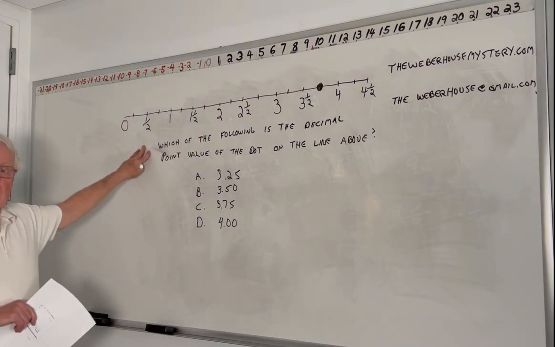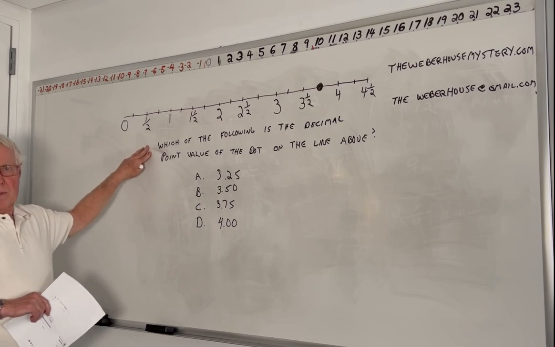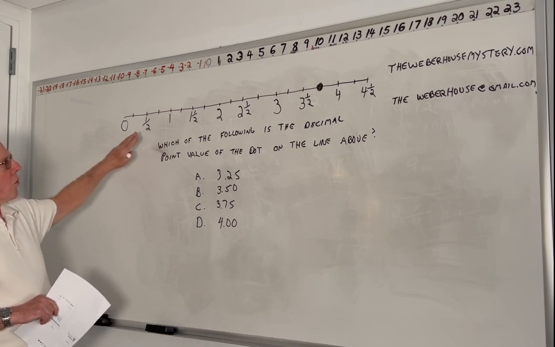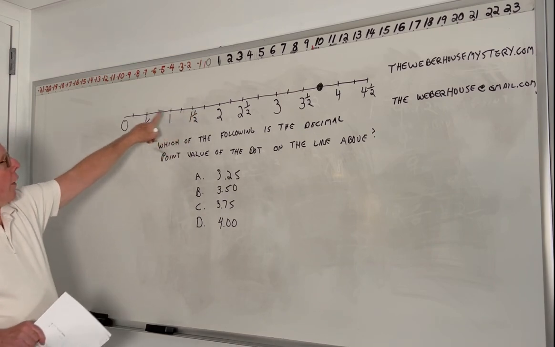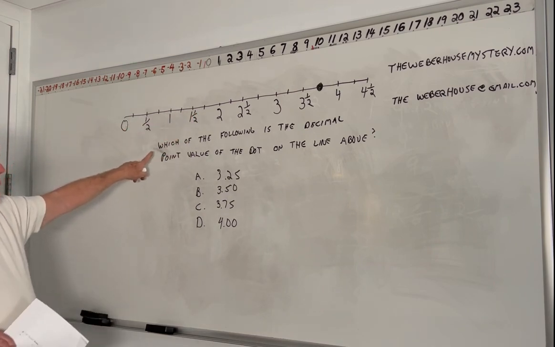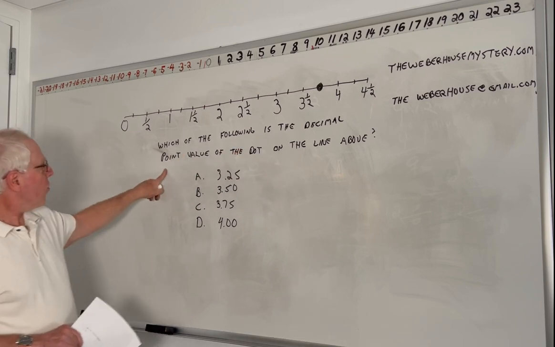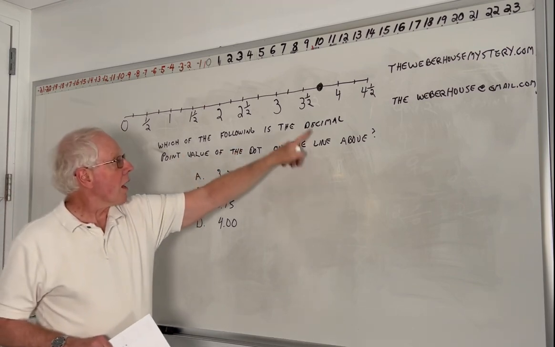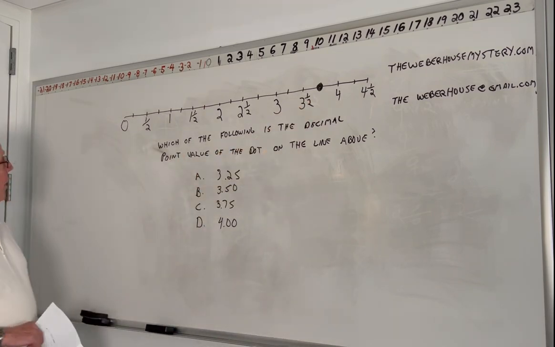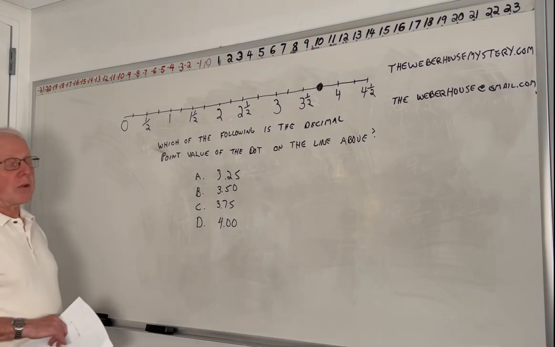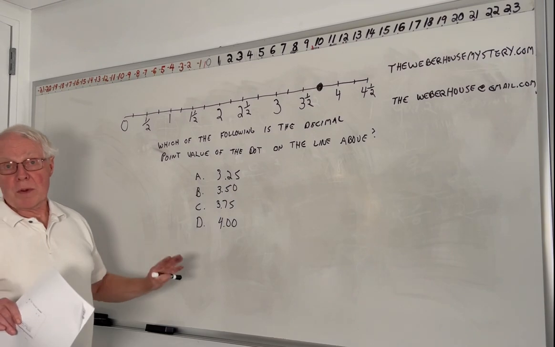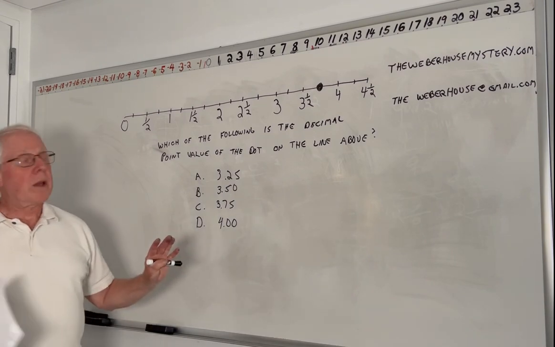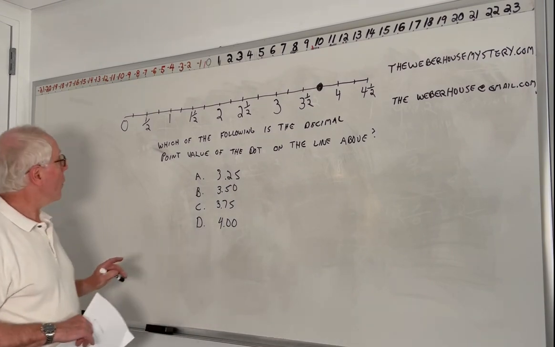So this problem, which is a very typical problem that I actually got from a GED practice book, gives this number line. Some of the points are identified, some aren't, and then it asks this question: which of the following is the decimal point value of the dot on the line above? There's the dot. So even if you're not an expert in fractions yet, you could still answer this question. Don't get intimidated, don't let the wheels fall off. You know how to solve this problem.